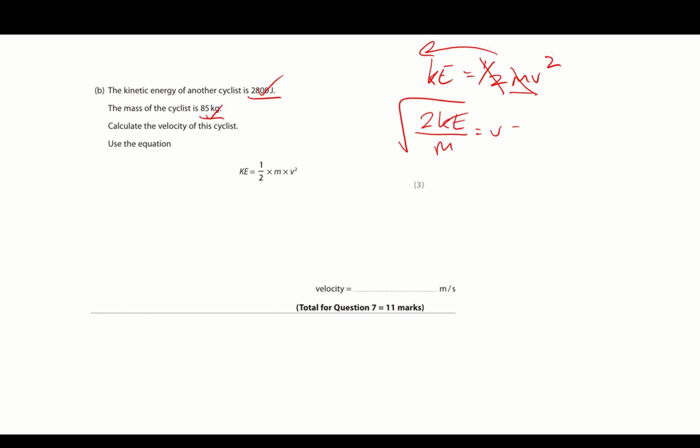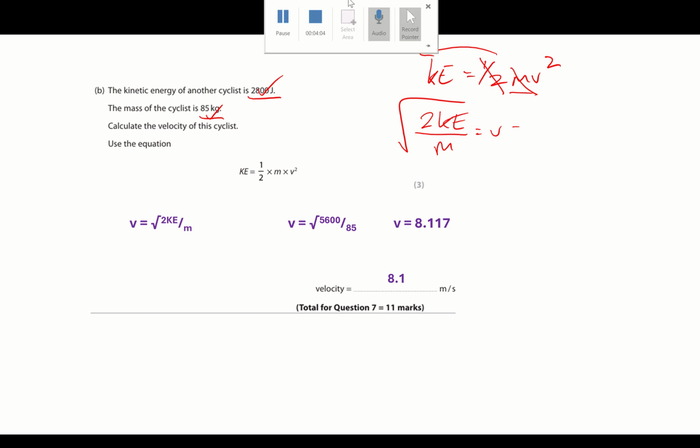So v equals the square root of 2KE over m. 2 lots of 2,800 is 5,600. Divided by 85 equals 8.1 meters per second. It's a nice question, that, nice and easy.